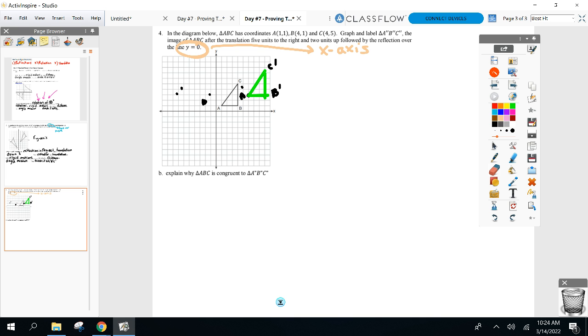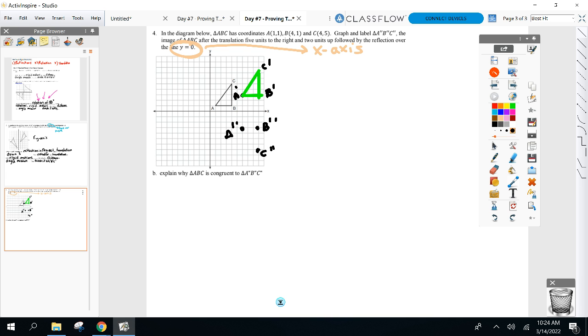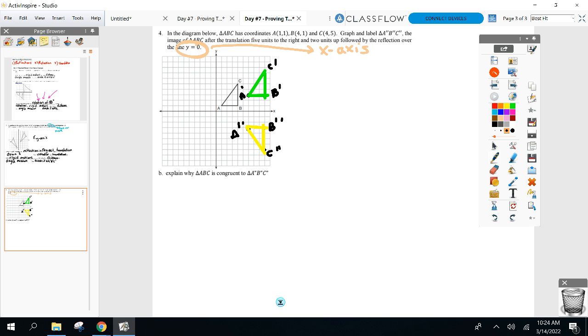What am I doing here? How about you flip it over the x-axis? And it doesn't say to state, right? Nope. Oh, graph and label. I don't need to do a double prime.